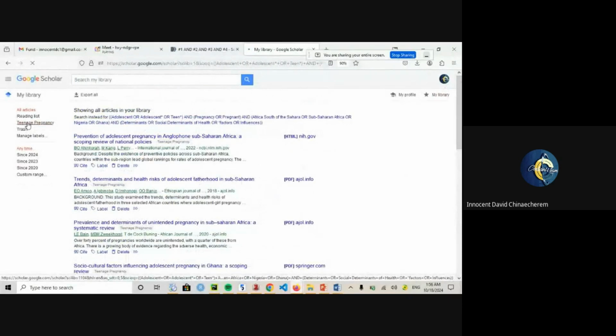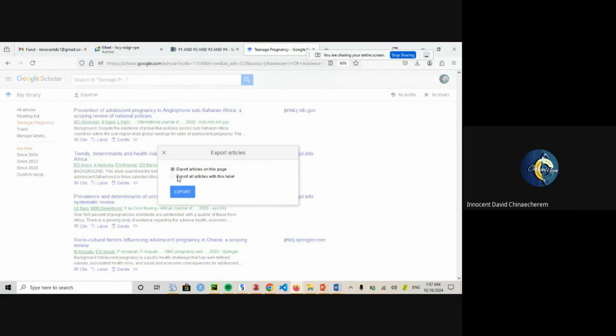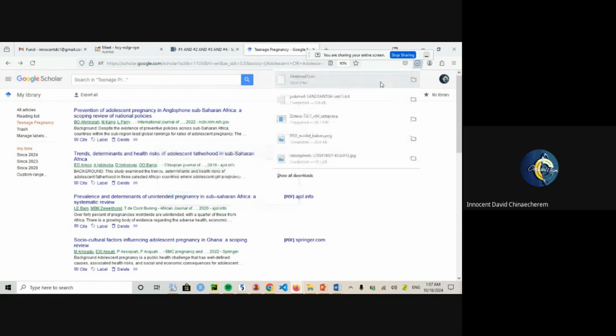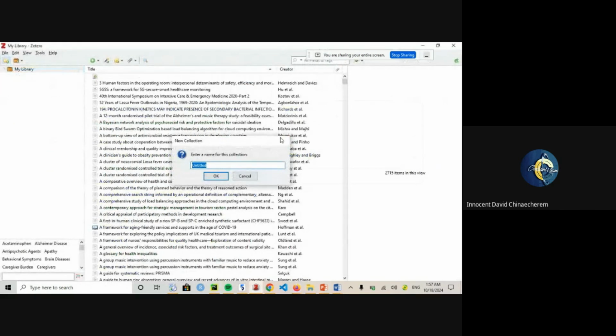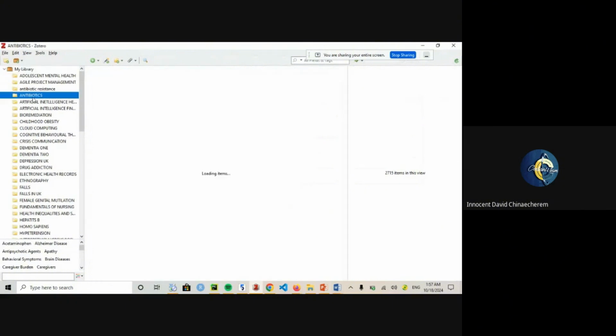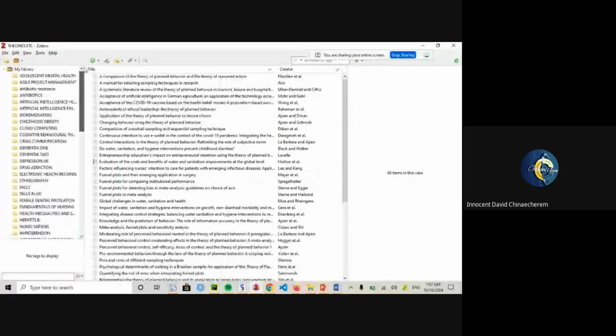So you click on my library, come here, teenage pregnancy, you click on it, export all. You export as RefMan. So you click on RefMan, you export all articles with this label, not only the ones on the page. So you want to also include all the ones that came in the second page. So you click on this, you export, and immediately it's saved there. Now what do we do? We come to Zotero, so you open the software, Zotero app. So I'm going to assume I don't have any reference here. I'm going to search for teenage to be sure I don't have it. Okay, cool, I don't.